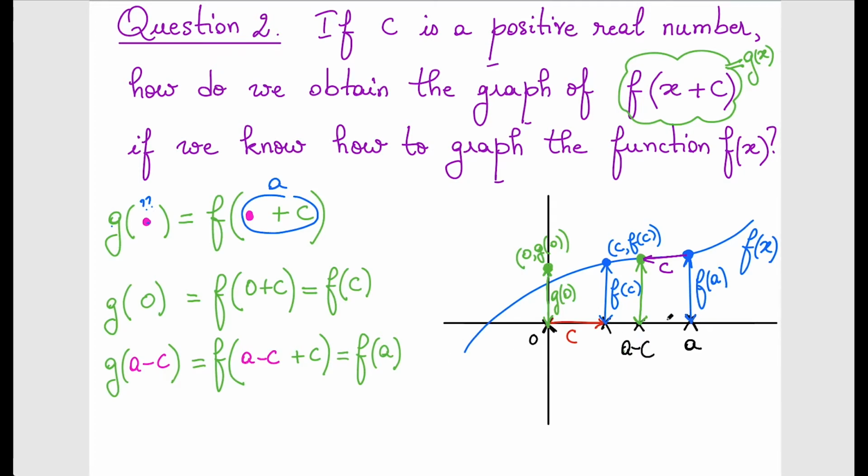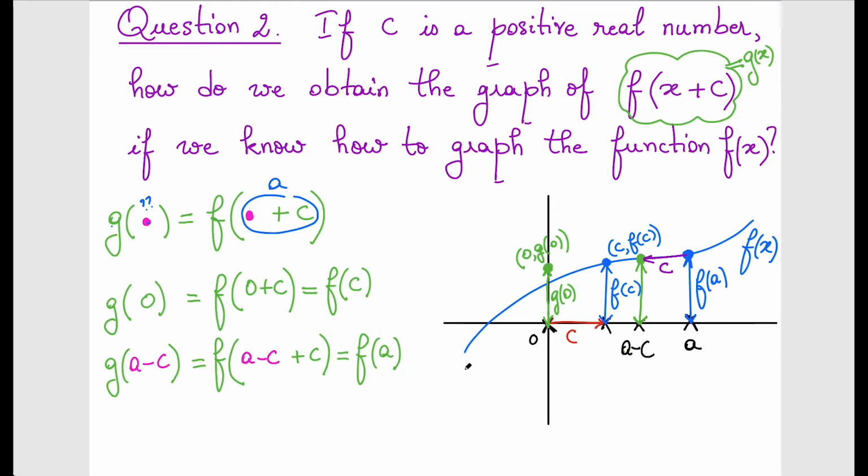So what can you say then, since this is going to happen point by point, no matter what a is? We took the case when a was 0 and we realized that also it's a shift to the left by c units. Since this is going to happen point by point, the graph of g is going to be obtained by just shifting the blue graph to the left by the amount c units, right? So you shift the graph of f to the left by the distance c to obtain the graph of g if g is given by this recipe.